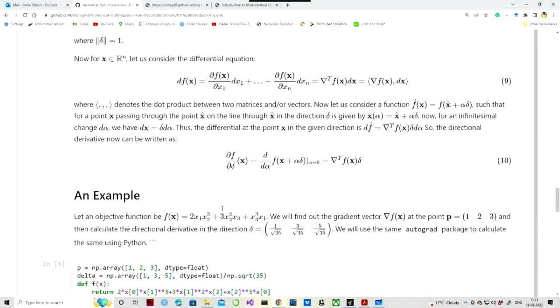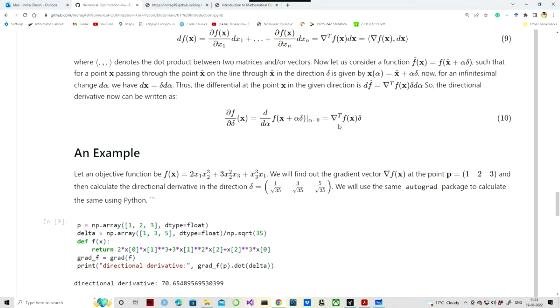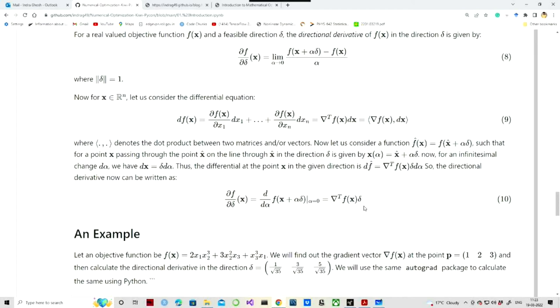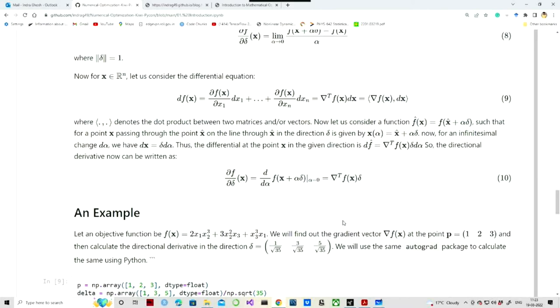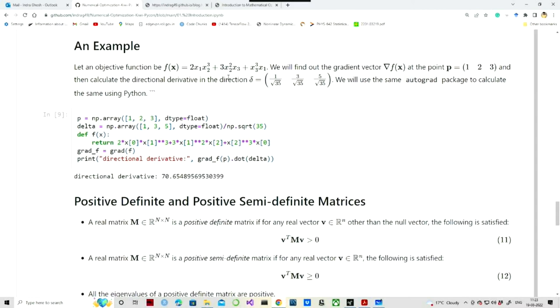And as I said, this term, nabla f of x transpose, the dot product of nabla f of x and the direction delta gives the directional derivative. Sorry, this is not the directional derivative, this is the direction. And the whole dot product gives the directional derivative. So an example again. Suppose we have this objective function f of x, and we find the gradient vector at the point p, as we did before, and then calculate the directional derivative in the direction delta.